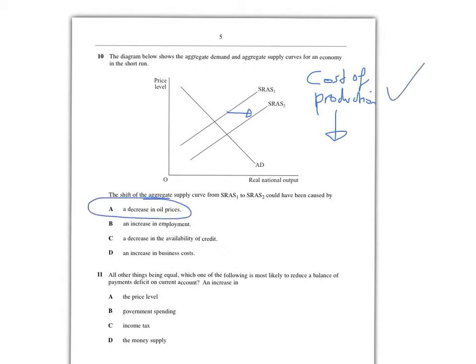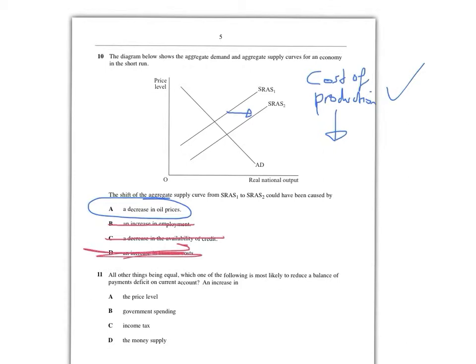Moving on to just check the other ones. An increase in employment. This would affect AD, so that's wrong. A decrease in the availability of credit, again that would affect AD, so it's irrelevant. And an increase in business costs would make short run aggregate supply curve shift to the left, so that's wrong.